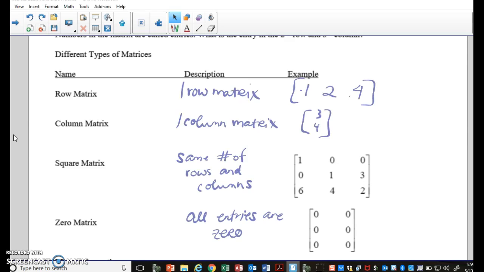There are lots of different types of matrices. You can get a row matrix, which is just where you have one row, so write down any one row of numbers you want. You can have a column matrix, where you have one column, so any numbers you want in one column. A square matrix is when you have the same number of rows and columns, and then a zero matrix is where all entries are 0.